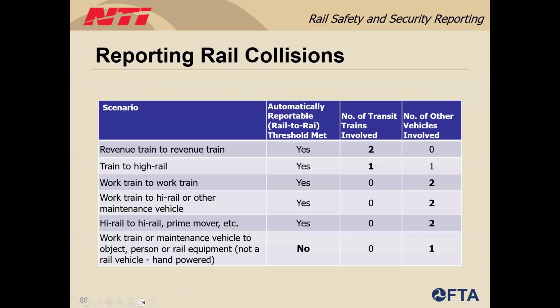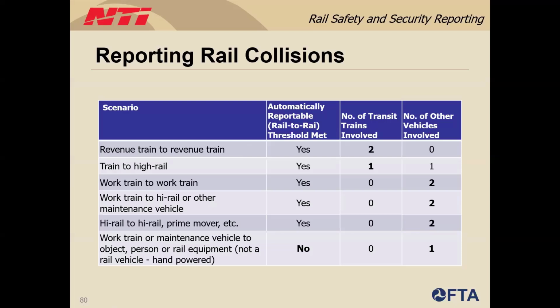This table is designed to show you how to report a rail-to-rail collision. Several reporters can easily get confused by how many trains we collect or how many other vehicles we collect. We have a column for automatically reportable rail to rail, number of trains involved, and number of other vehicles involved. When you create a rail collision report, the collision event form requires you to enter how many transit trains are involved and how many other vehicles are involved.